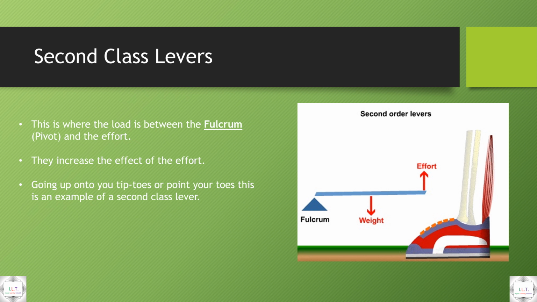And an example of this might be when you go up onto your tiptoes, because the pivot is like the ankle and the effort is further away. So this is why that's an example of a second class lever.